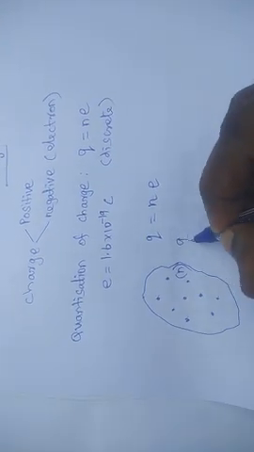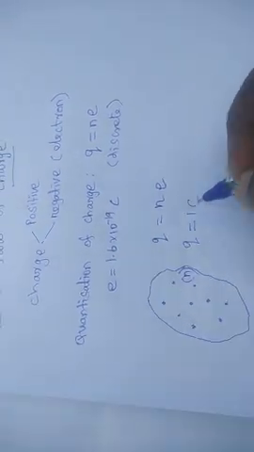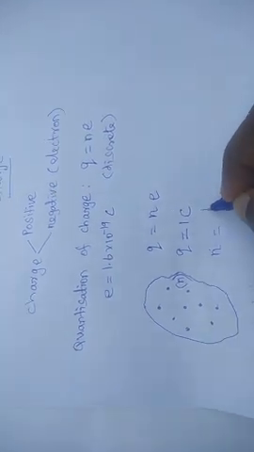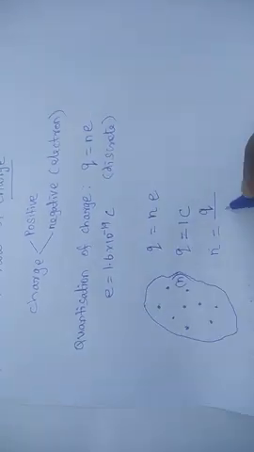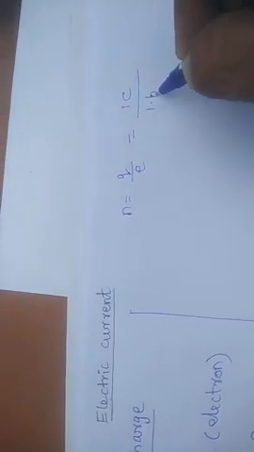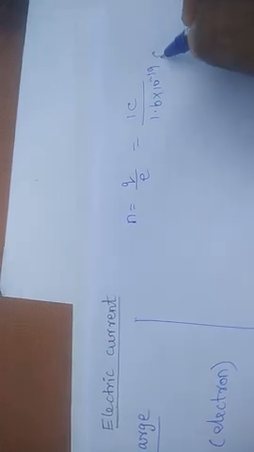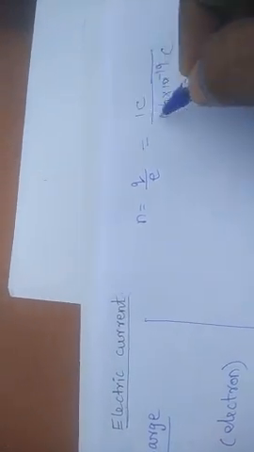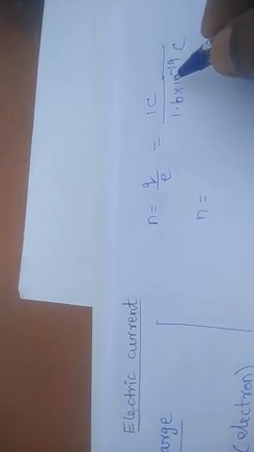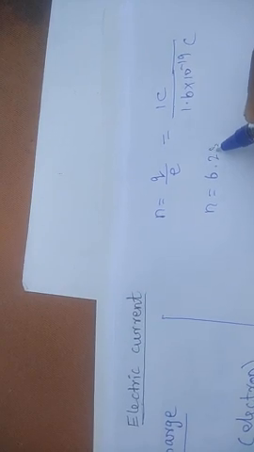Now I take the total charge in this space to be 1 coulomb. That means Q is equal to 1 coulomb. So what is the number of charges present in 1 coulomb? That is Q divided by E. In our case, Q is 1 coulomb and E is 1.6 into 10 power minus 19 coulomb. The coulomb gets cancelled, so it represents a number. Finally, by solving these values, we get the answer 6.25 into 10 power 18 electrons.